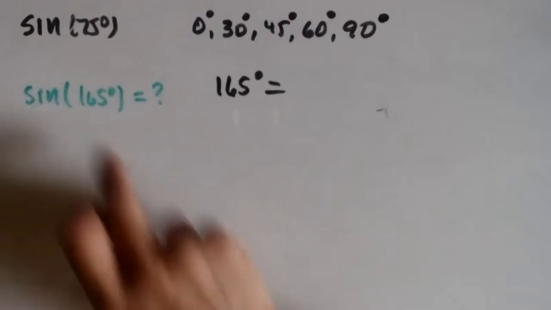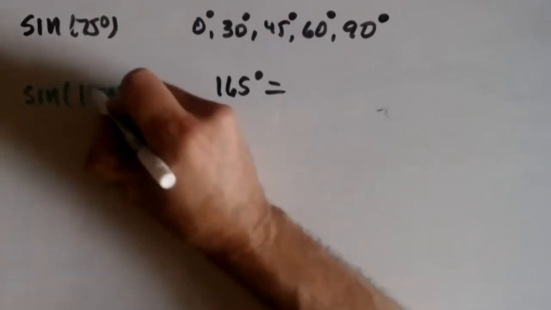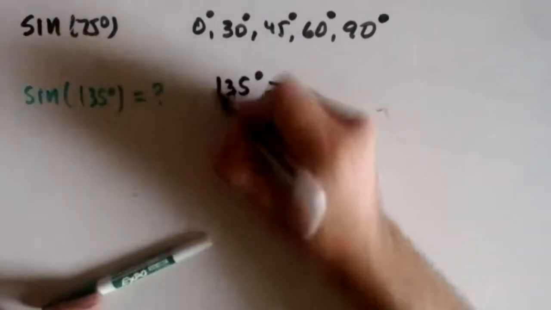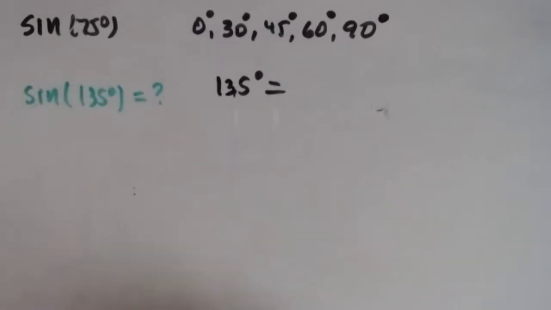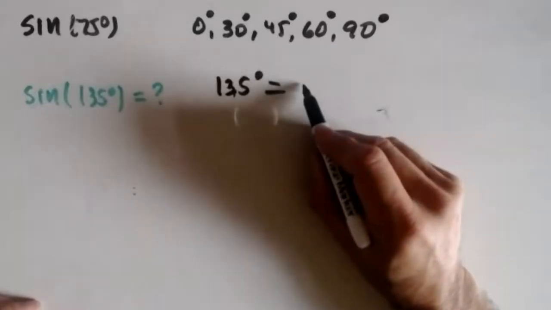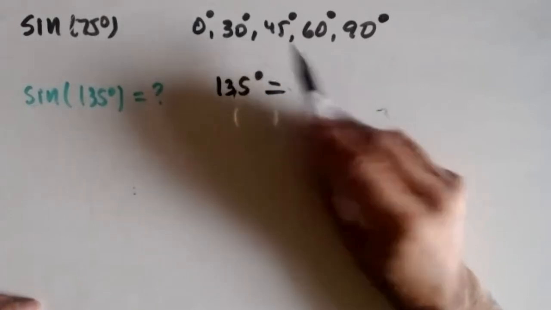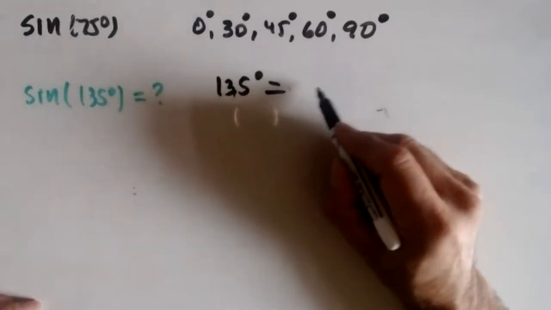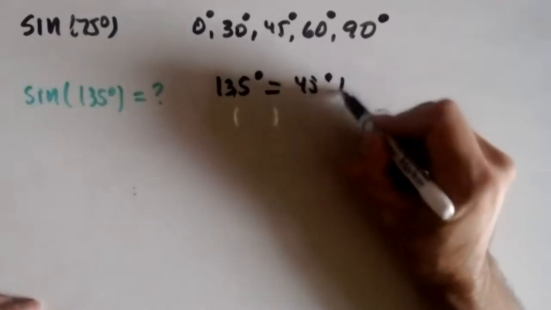Oh, well, let me just do simpler. 135. Let me just change 135. Yeah, 135. How do you get 135 using those values at the top? It's very simple. What do you get? How do you combine these numbers to get 135? 90 and 45. Correct. 45 plus 90 degrees.